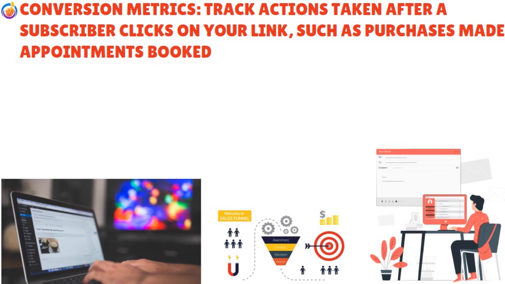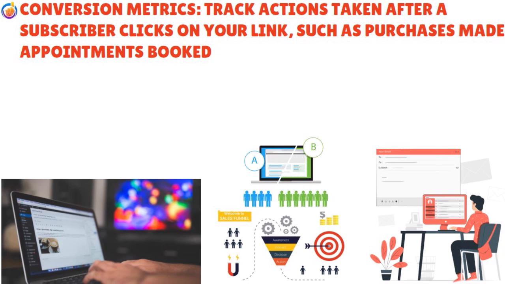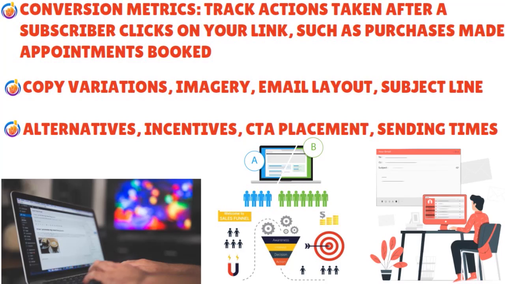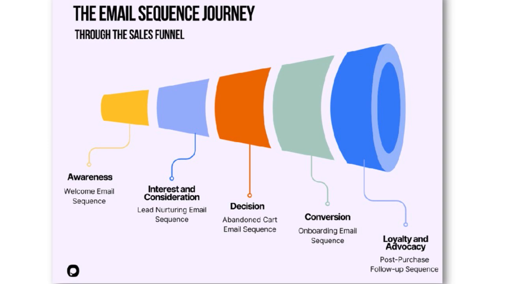So you want to hypothesize what might improve performance in your emails. Then you want to run A/B tests to experiment with every element one at a time to see what works best. Test elements can be copy variations, imagery, email layout, subject line alternatives. Those are really important. Different offers or incentives, CTA placements or wording, sending times, or number of emails in a sequence.